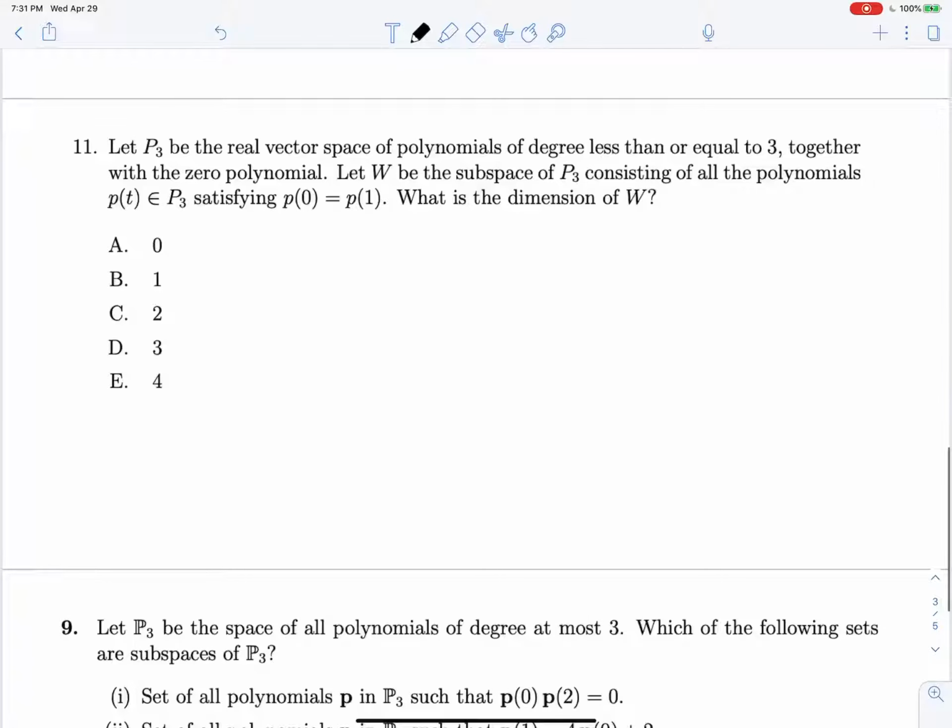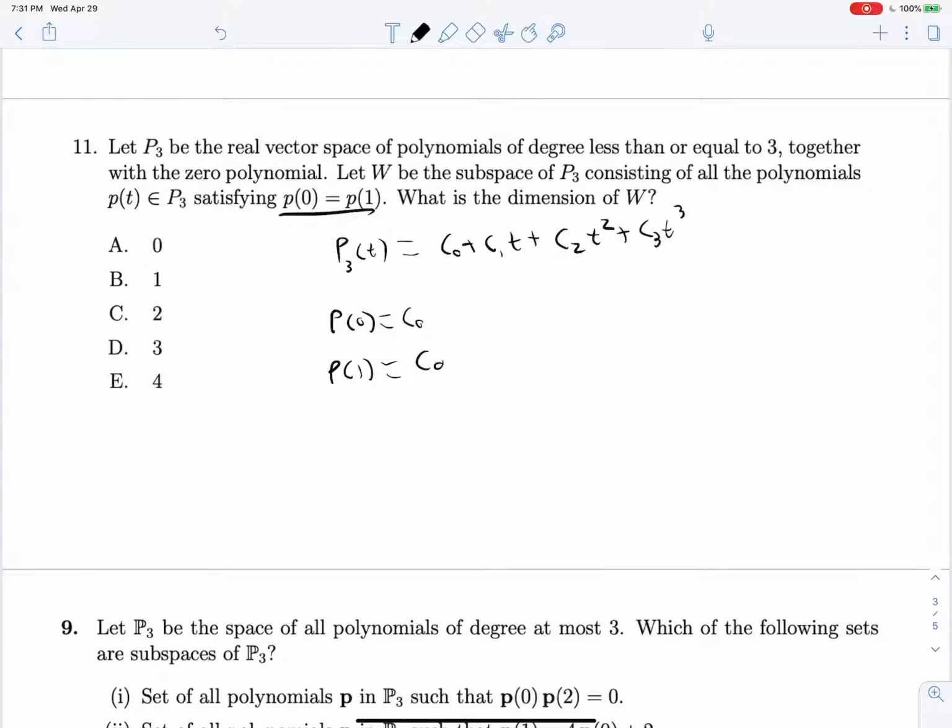So now this question is very, very similar. We're dealing in P3 this time, so the generalized polynomial in P3 is c0 plus c1t plus c2 t squared plus c3 t cubed, and we're told that p0 is equal to p1. p0 we know is just c0, and p1 is c0 plus c1 plus c2 plus c3. So this is where it can get you, because we set these equal to each other. We can subtract a c0 from both sides, and we see that 0 is equal to c1 plus c2 plus c3.